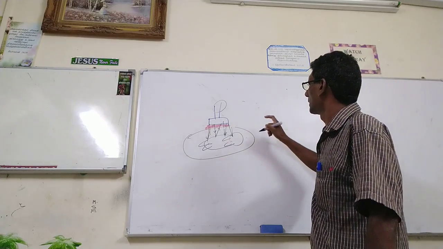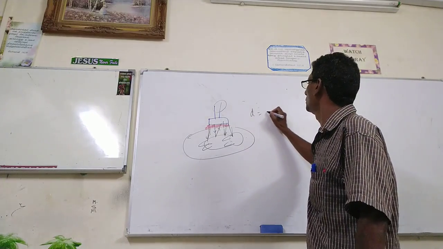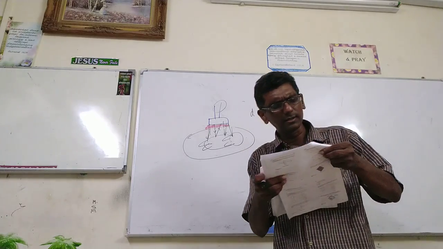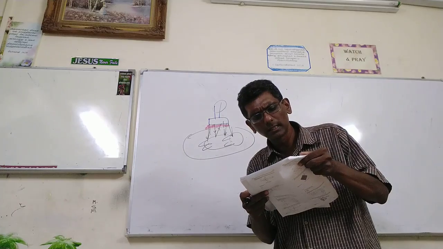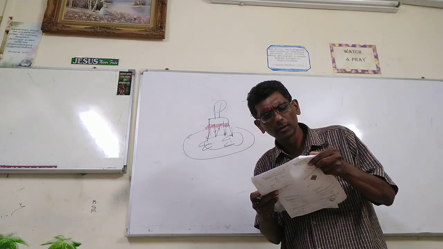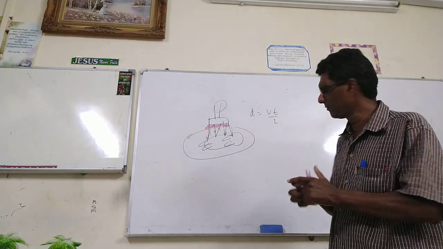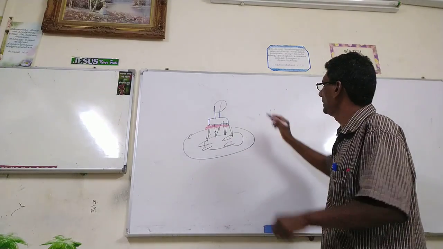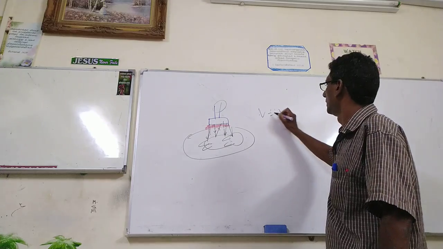This formula, D equals VT over 2. We can use this formula again. D is the distance, and we are given this. Okay, so we can use the formula. So we use this formula.